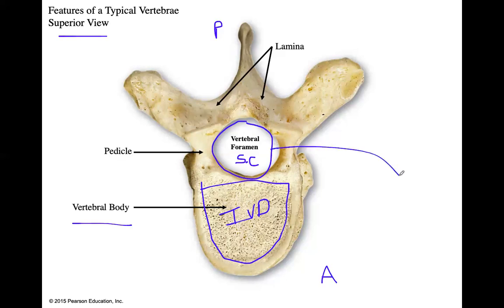There's going to be nerves that come out this way. So now when a disc starts to bulge or herniate, it can push up against the nerve, ouch, or it can push back and hit the spinal cord, also ouch.